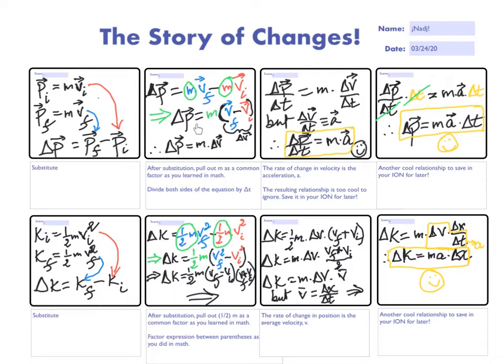And then at this point, delta P, I'm going to pull the m as a common factor, just like you did in your math classes. And that would leave me with Vf minus Vi. Well, that's the change in the velocity. Therefore, the change in momentum is going to end up being m times delta V. Now at this point, I'm going to use another math knowledge that you have. I'm going to divide both sides by the same quantity. In this case, I'm dividing both sides by delta t.